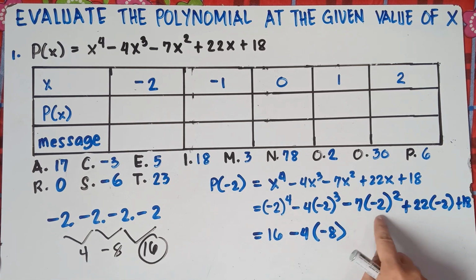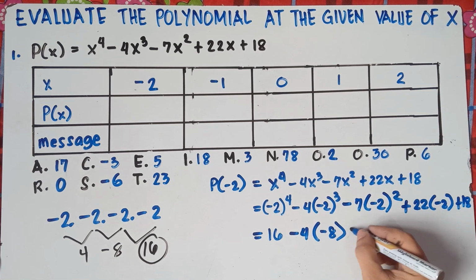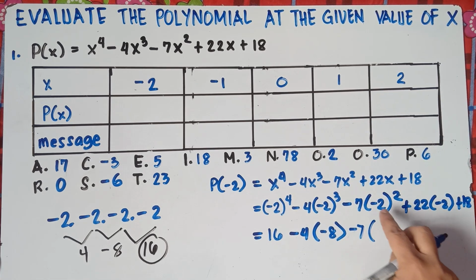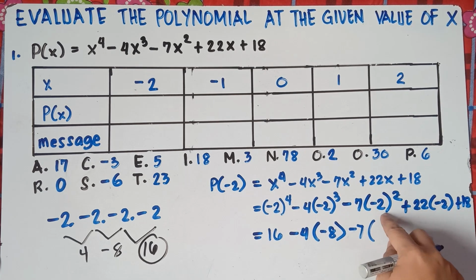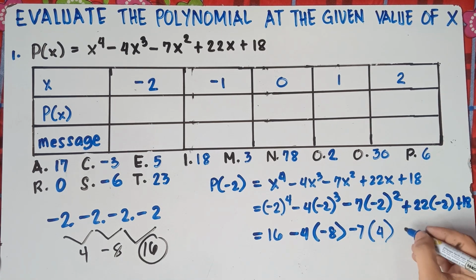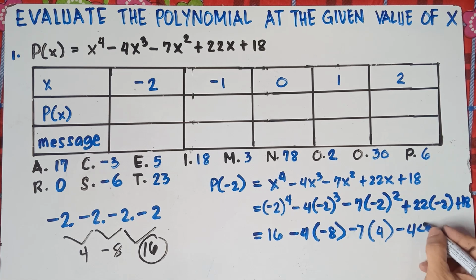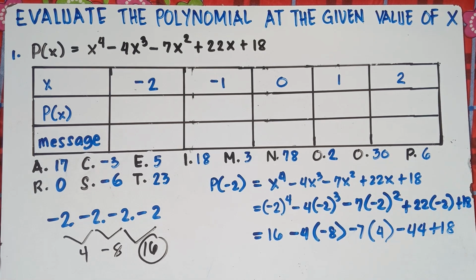Alright, and then once again, do not multiply negative 7 and negative 2. Copy first the negative 7. You simplify parentheses and exponents first. So this will be negative 7 times negative 2 times negative 2. Once again, negative 2 squared means you multiply negative 2 by itself twice. Negative 2 times negative 2 is positive 4. And then you multiply 22 times negative 2. Positive times negative is negative 44, plus 18. Once again, class, if you multiply unlike signs, negative and positive, the answer is always negative.